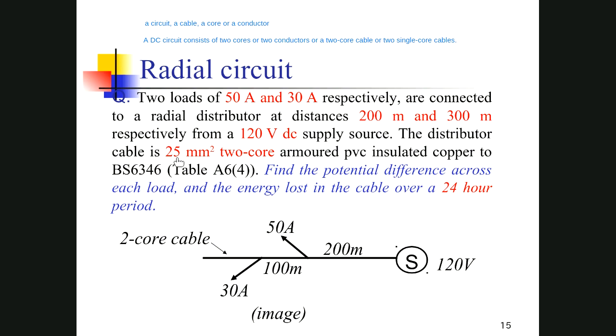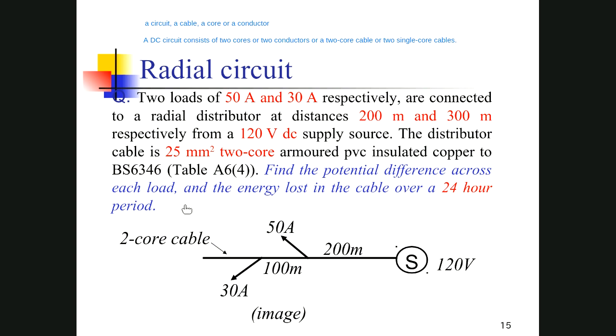25 square millimeter two-core armored PVC insulated copper to British Standards 63 and 46, which can be found in the tables A64. Find the potential difference across each load and the energy loss in the cable over a 24 hours period.